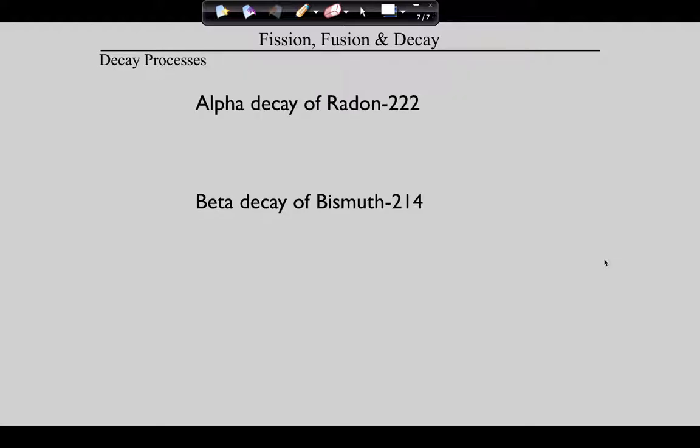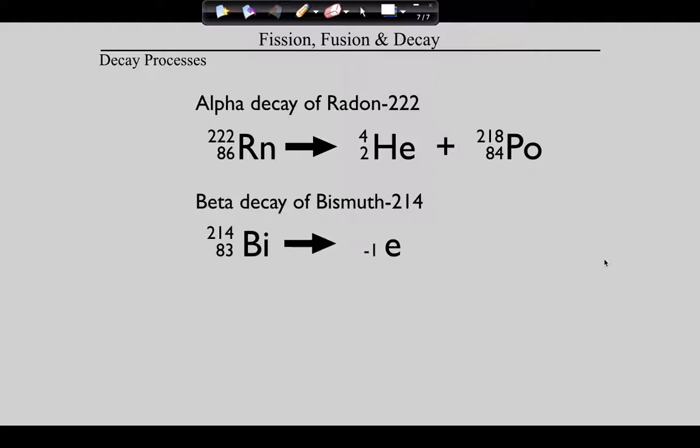So guys, you could also see it like this. It says radon 222 goes through alpha decay. So there's radon 222. If that goes through alpha decay, the bottom number goes down by 2, the top number goes down by 4, or beta decay. And if that happens, the bottom number goes up by 1, the top number stays the same. You get the idea? Okay.